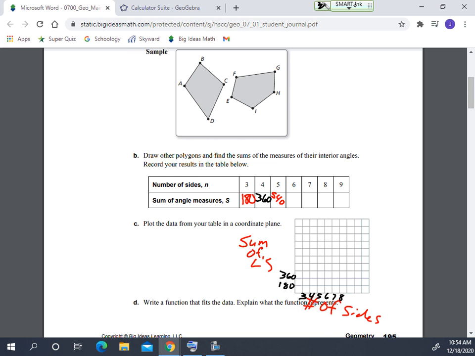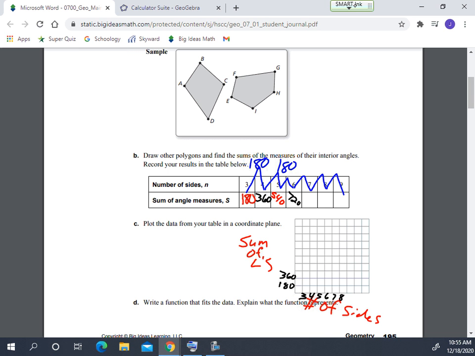What's the difference between these two? 180 to 360. What's the difference? 180 degrees, right? 180 plus 180 is 360. What's the difference between 360 and 540? 180 degrees, right? Hey, we're going to add up all these. All by 180. What's 540 plus 180? Grab your calculator. 540 plus 180, 720.